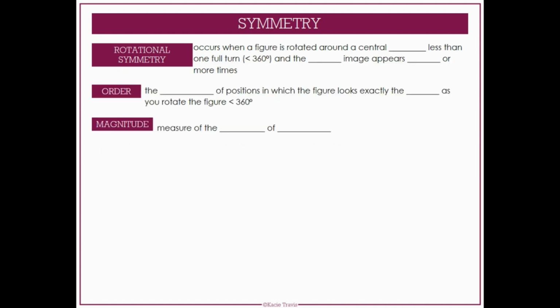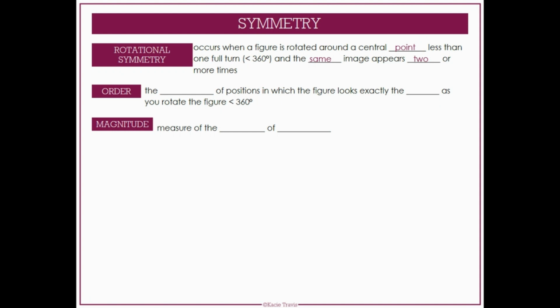Our other type of symmetry is rotational symmetry. Rotational symmetry occurs when a figure is rotated around a central point less than one full turn, meaning less than 360 degrees, and the same image appears two or more times. So, if you turn a shape around and it looks the same as it originally looked, it has rotational symmetry.